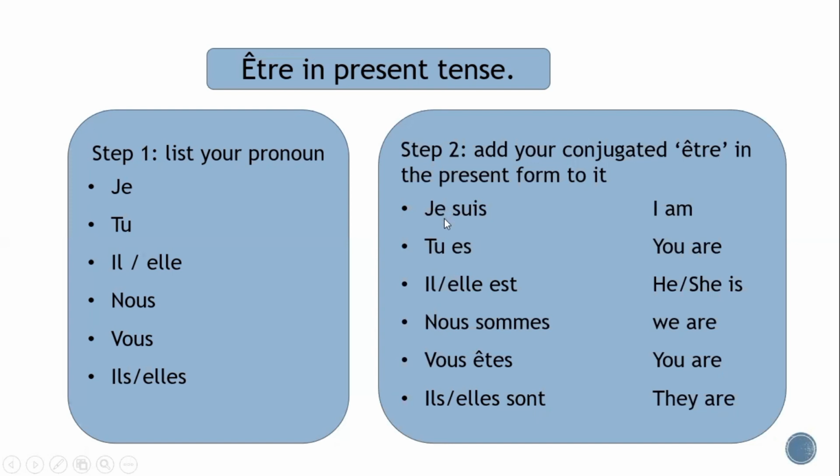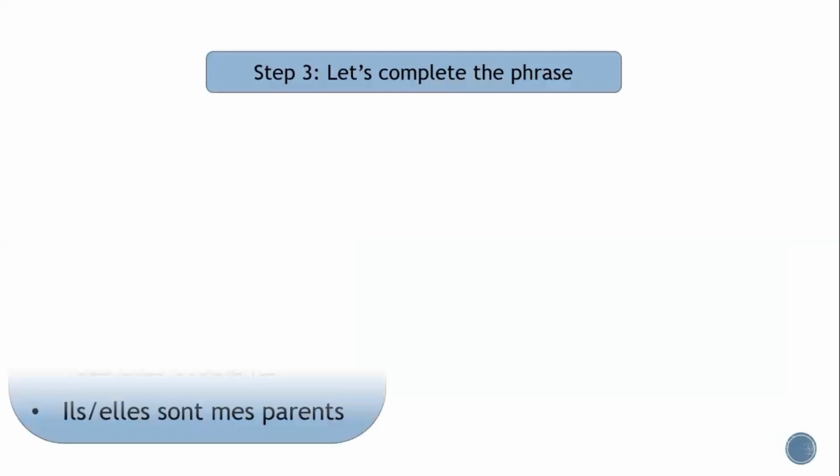So, je suis means I am. Tu es means you are. Il ou elle est means he or she is. Nous sommes means we are. Vous êtes means you are. And ils ou elles sont means they are. And I am sure you all are familiar with the is that is there, but my screen has gone.